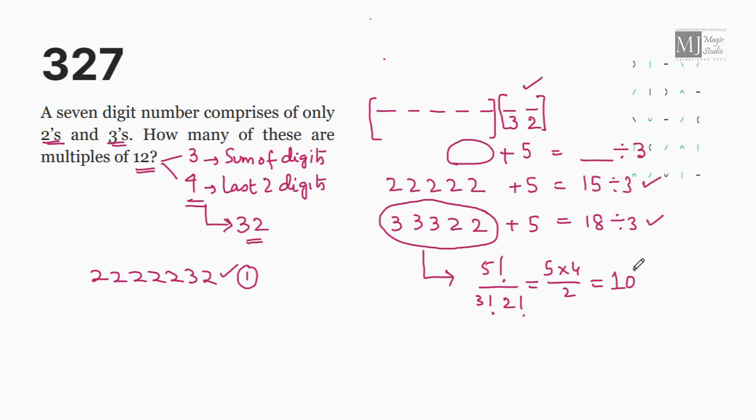That means another 10 numbers are possible with top 5 digits 3, 3, 3, 2, 2 permuted and the last 2 digits 3, 2. Now if I move on by replacing this 2 by 3 and again this 2 by 3, my total ends up at 20, which is not divisible by 3. So I stop at 1 plus 10, that is 11.